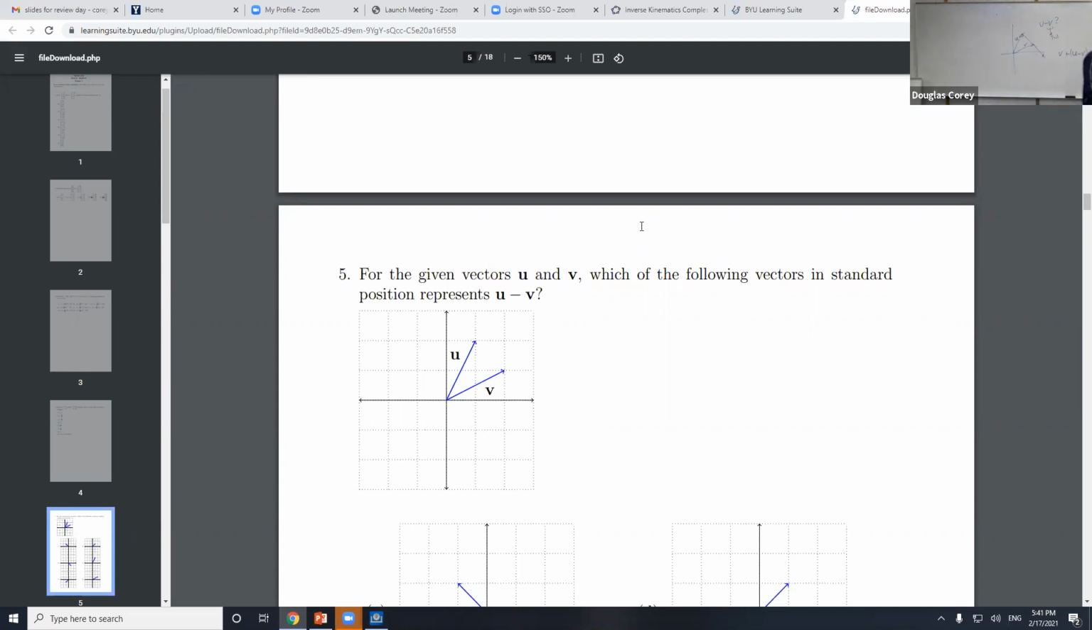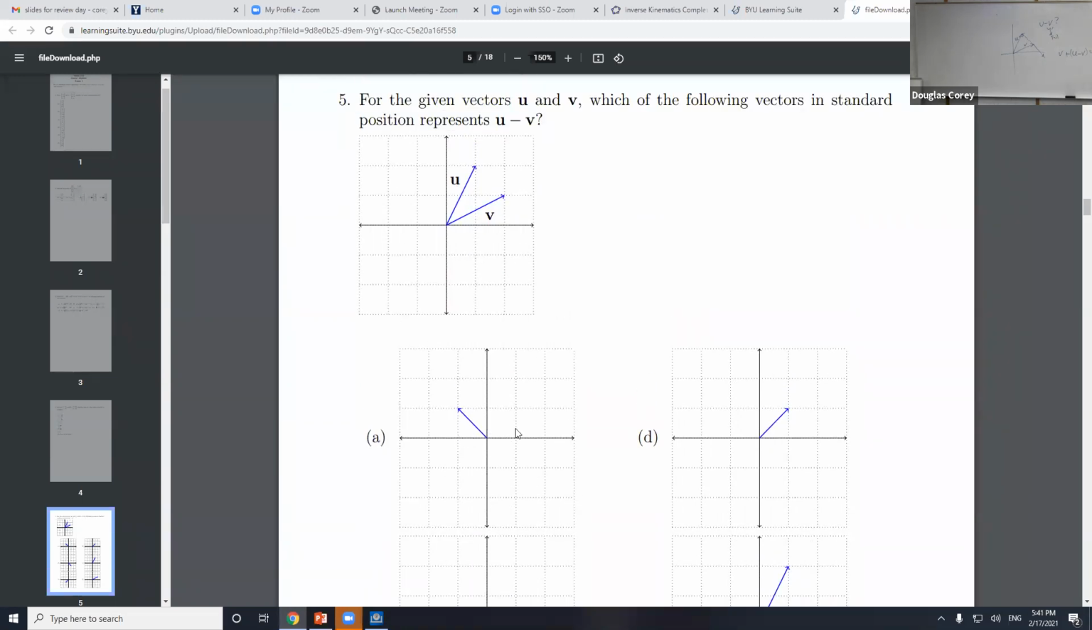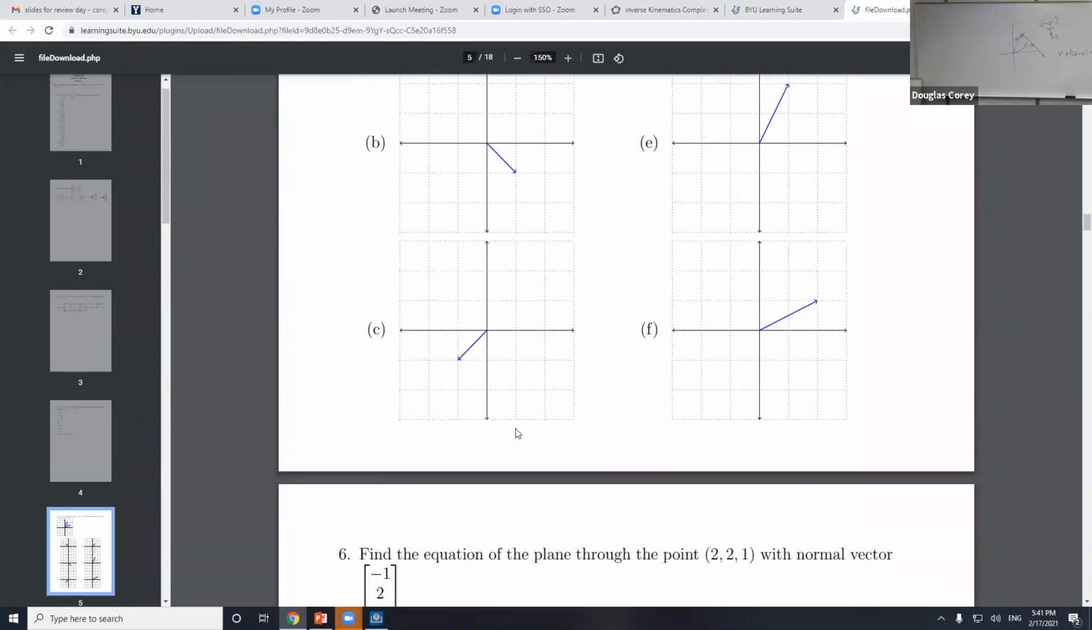So, okay, I know it's easier said than done, right? Easy for me to do it and say it, but in this case, looks like A would be the answer, right? So, okay.